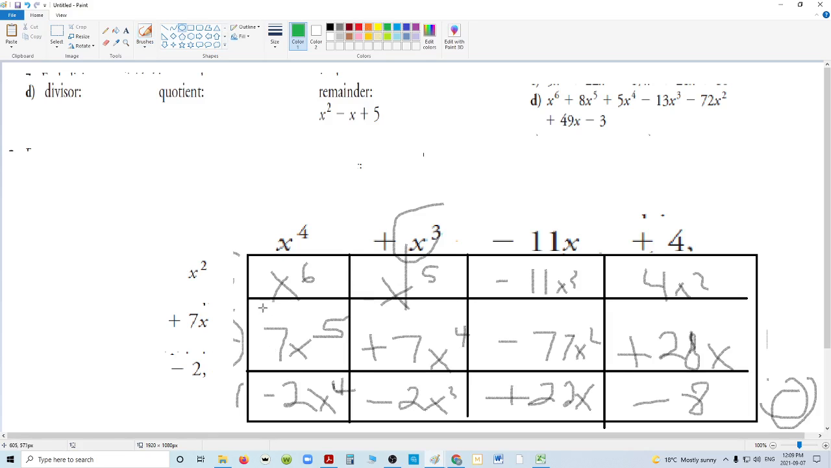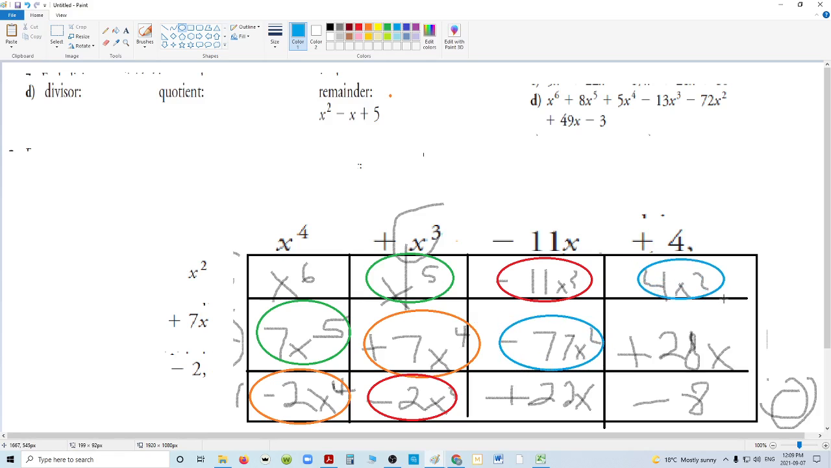Common terms. There's an x to the 5. There's an x to the 5. I don't see any other x to the 5s. In orange, there's an x to the 4. There's an x to the 4. I don't see any other x's to the 4. In red, there's an x to the 3. There's an x to the 3. I don't see any more x's to the 3. In blue, there's an x to the 2. There's an x to the 2. And finally, in purple, I got an x and an x.